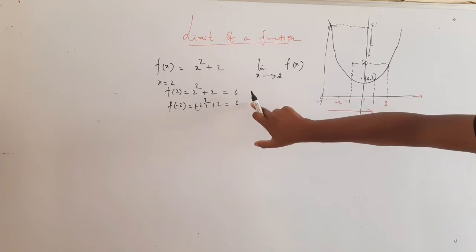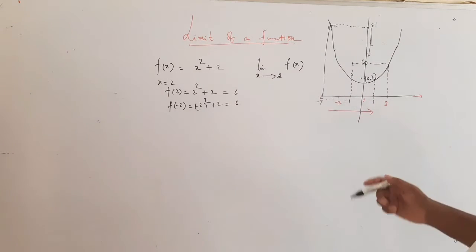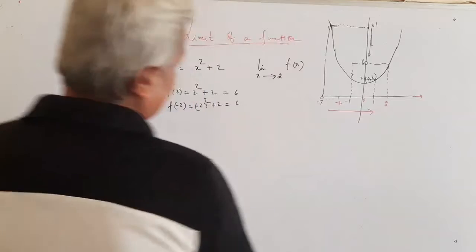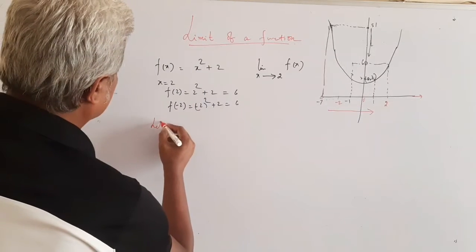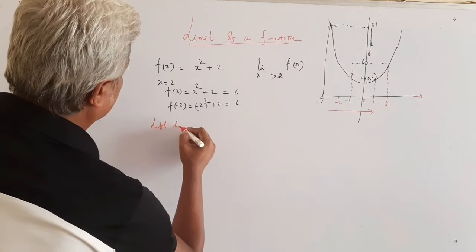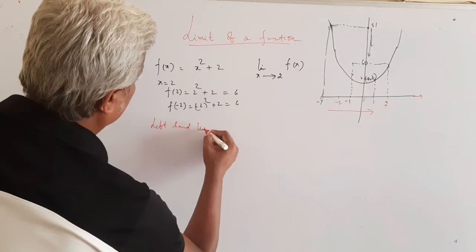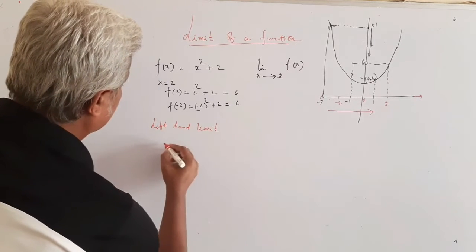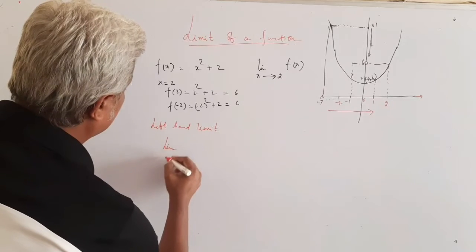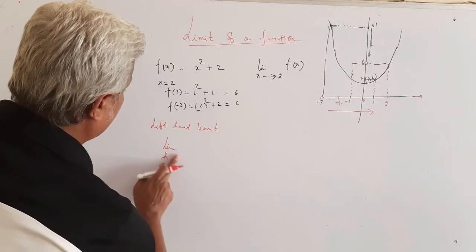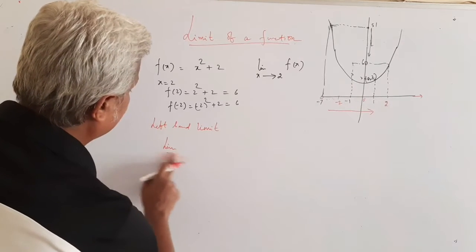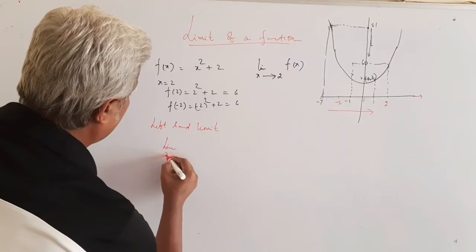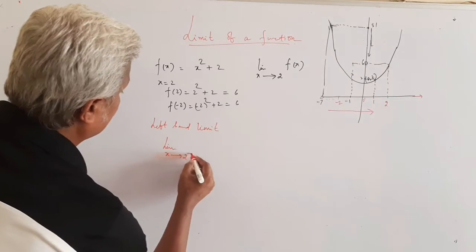So when x is approaching from the left, this is called the left hand limit. And the notation goes like this: left hand limit, that is limit x tends to 2 minus.